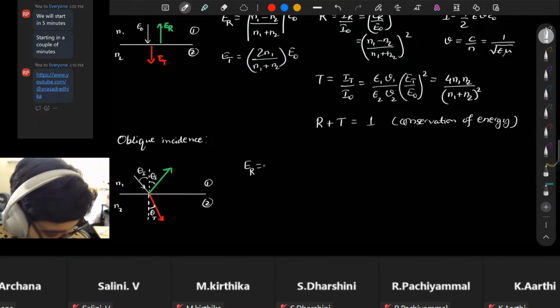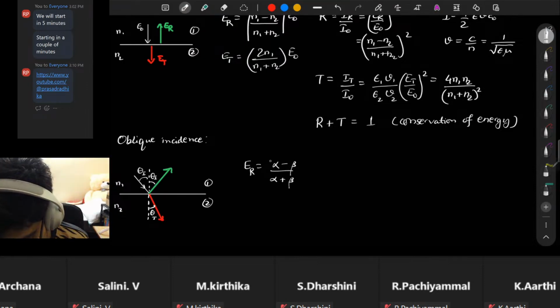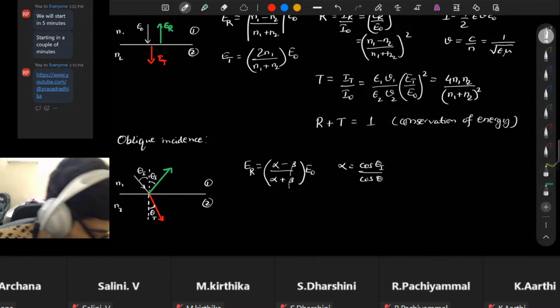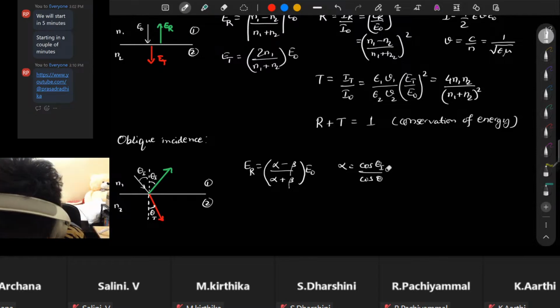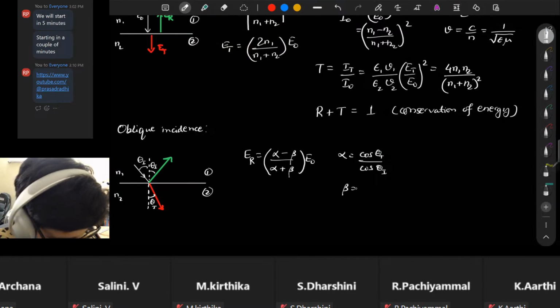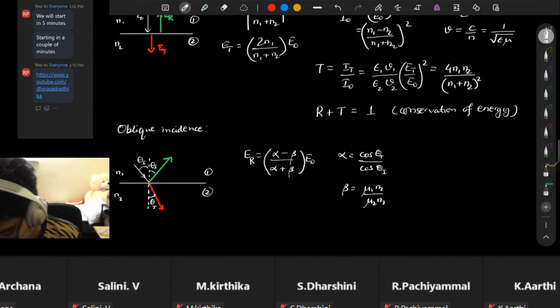So in this case, your reflected and transmitted amplitudes are given as follows, where alpha is cos theta t over cos theta I. This is alpha, and beta is mu1 n2 over mu2 n1. Mu is permeability.